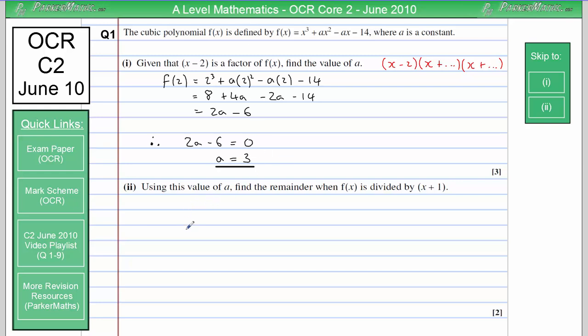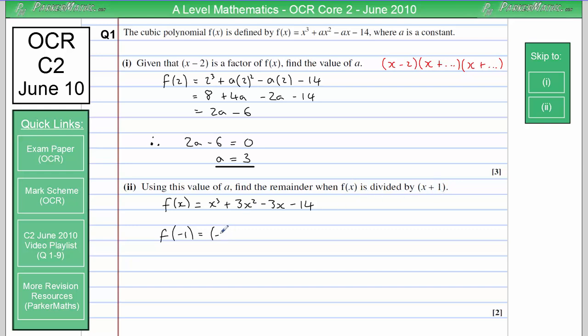In part 2, it says, using this value of a, find the remainder when f of x is divided by x plus 1. Let's start by writing out our new version of f of x with our value of a in it. So we get x cubed plus 3x squared minus 3x minus 14. The remainder theorem is saying if we substitute in whatever would make this bracket 0, so in this case minus 1, unlike above where we got 0 because it was a factor, whatever we get left over, that is our remainder when we divide f of x by this factor here.